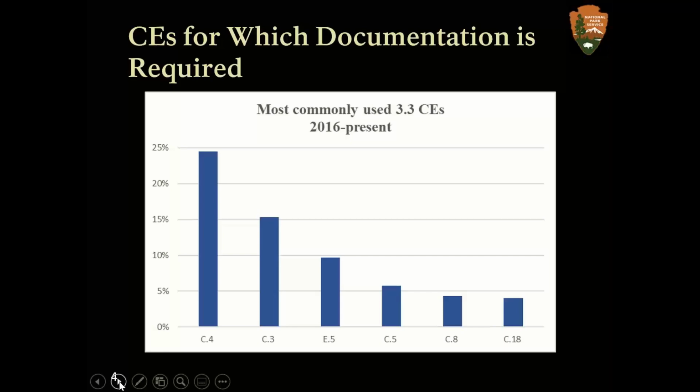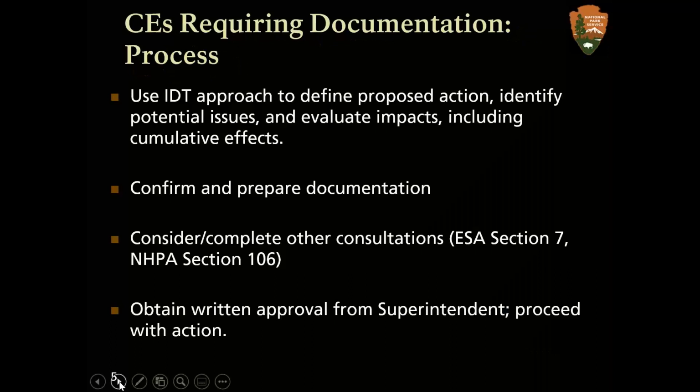C5 is installation of signs, displays, and kiosks. C8 is replacement in kind of minor structures and facilities. And C18 is construction of minor structures. This just gives you an idea of the most common CEs that we use in the NPS.